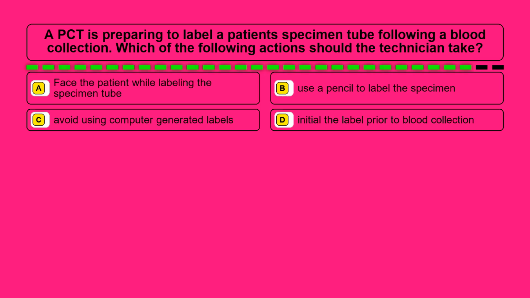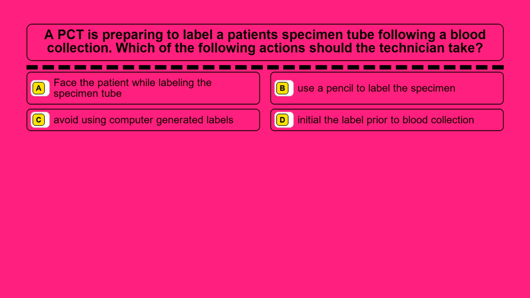Question 58. A PCT is preparing to label a patient's specimen tube following a blood collection. Which of the following actions should the technician take? Option A. Face the patient while labeling the specimen tube. Option B. Use a pencil to label the specimen. Option C. Avoid using computer-generated labels. Option D. Initial the label prior to blood collection.